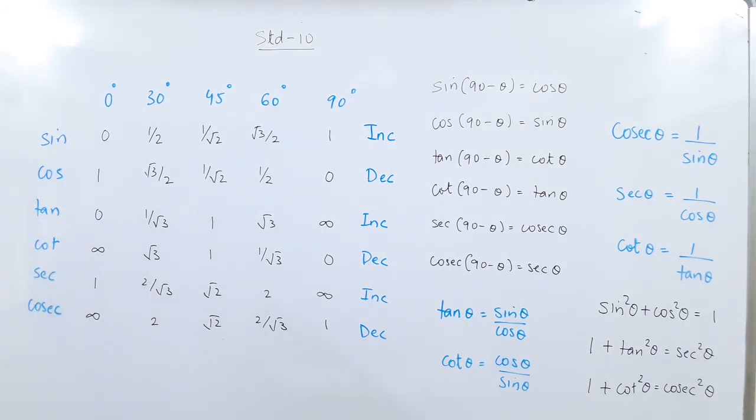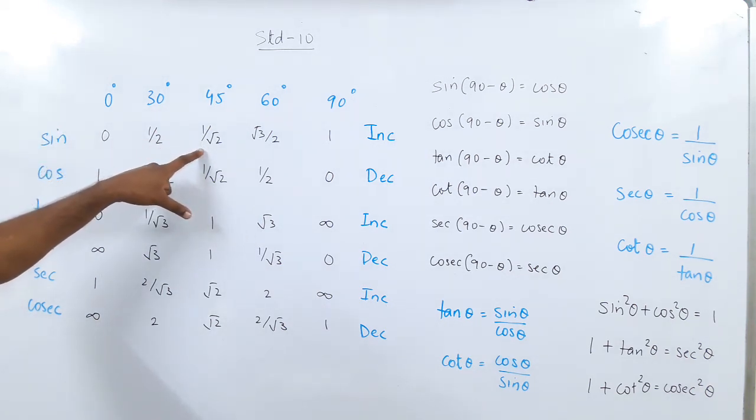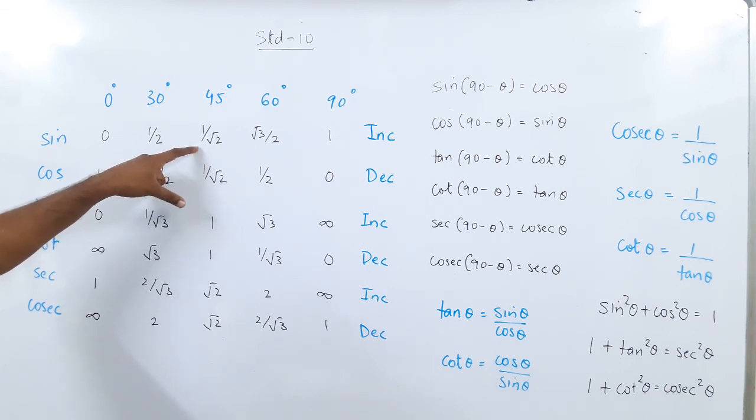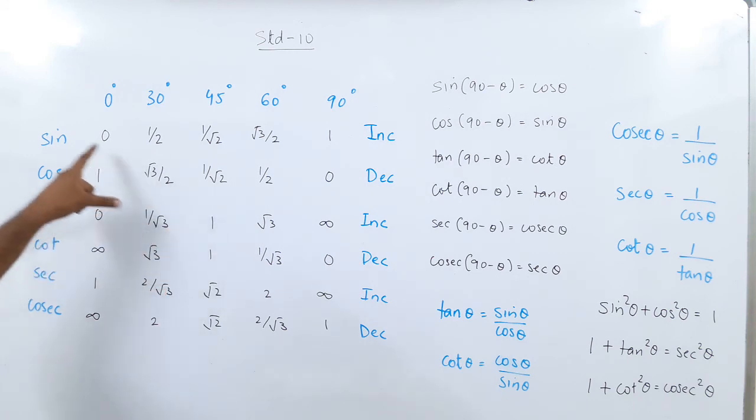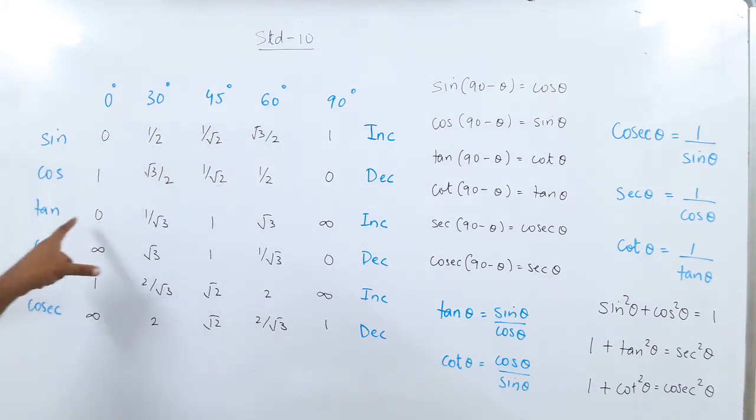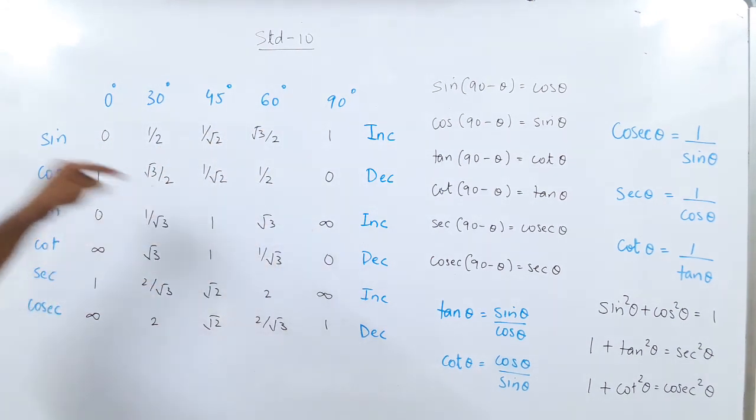Okay? Now, let us compare sine and tan. Sine 0 is 0, tan 0 is 0. Both are the same. But by the time you reach 45 degrees, sine has become 1 by root 2, that will be 0.7 or so, but tan has become 1. By the time you reach 90 degrees, sine has only become 1. Tan has reached infinity. Means, sine and tan both are increasing, but tan is increasing at a faster rate than sine.